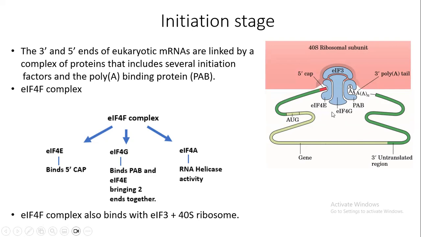Here, eukaryotic initiation factor 4G, which is also part of the complex, will interact with both the eukaryotic initiation factor 4E and the PAP protein. In this way, it basically functions to catch hold of the two ends of messenger RNA before beginning with the translation process. So this is important to ensure that the messenger RNA is intact before starting with the translation process.